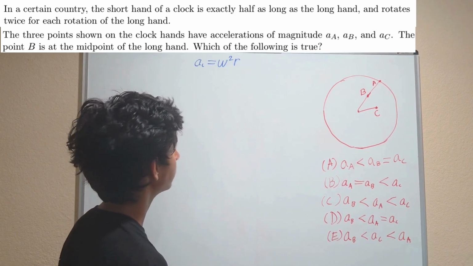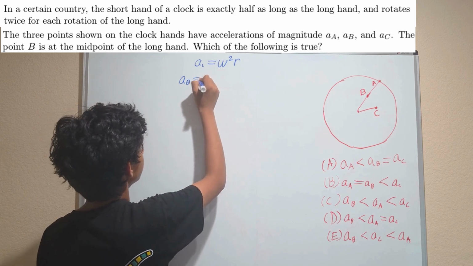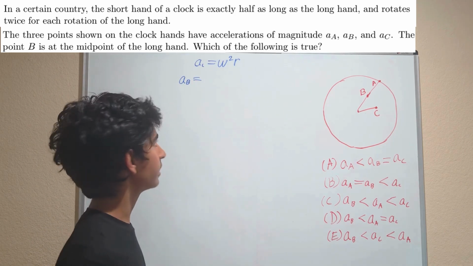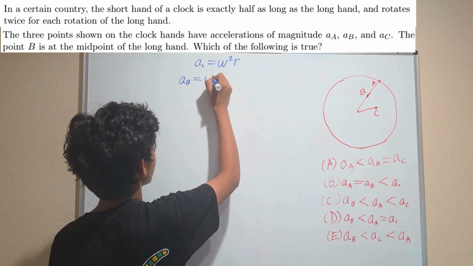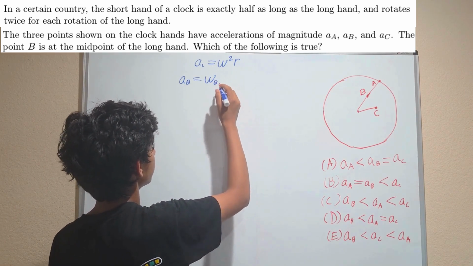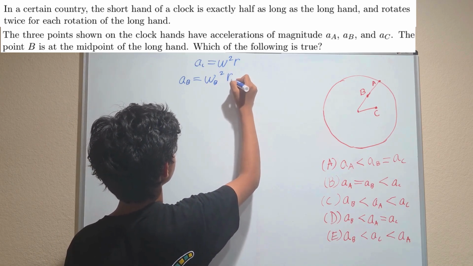Let's find the angular velocity of B. I'm not going to find it as a number, but we can call the angular velocity of B omega B. So this is equal to omega B squared times the radius of B.